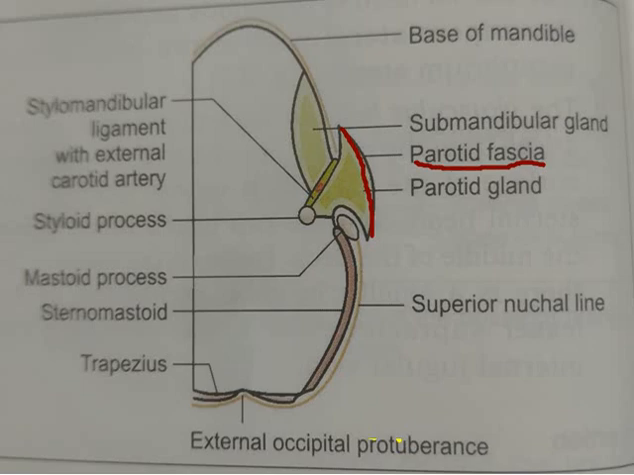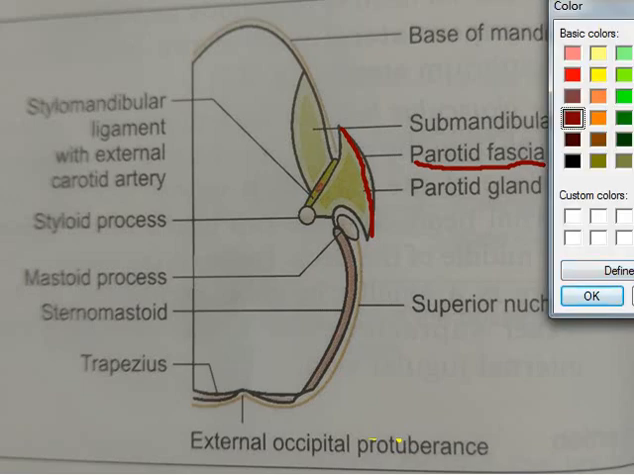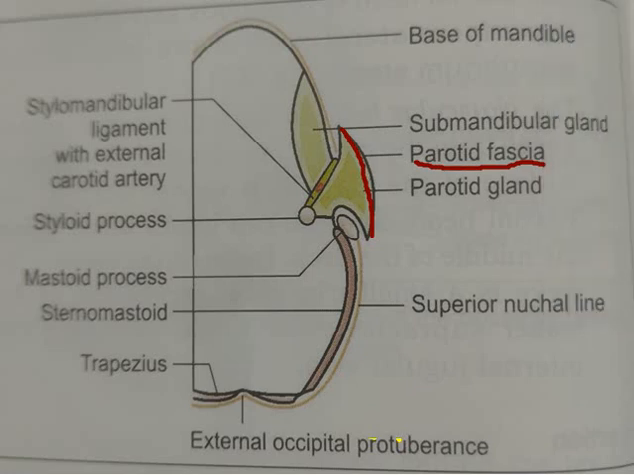Then one more thing we have seen, that this is the stylomandibular ligament. We'll mark it, again in green color, the stylomandibular ligament. This is the stylomandibular ligament, right? This is pierced by the external carotid artery.